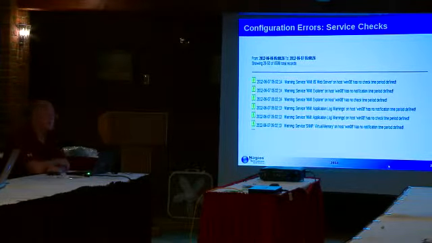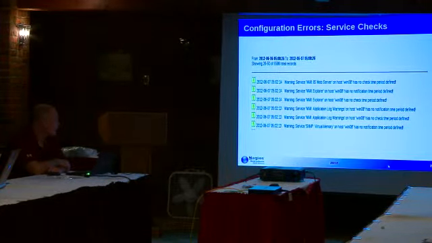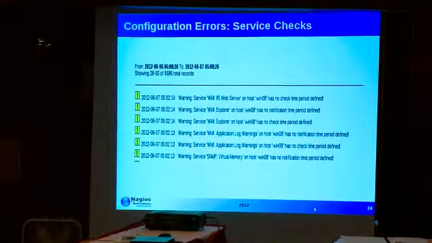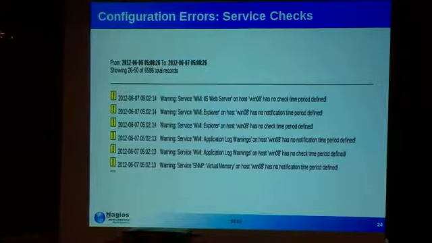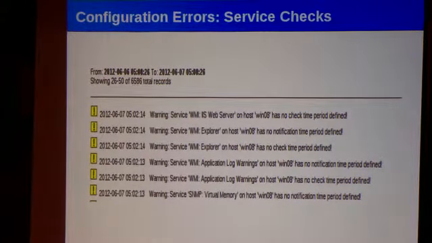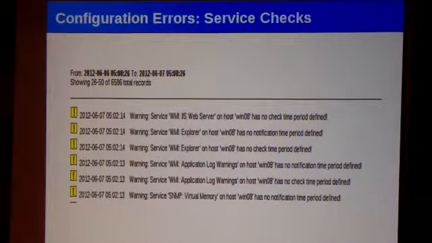Here's an example from the event log. No check time period defined. Oops, I just installed 50 servers and I forgot to define the check time period. So I'm going to see bazillions of these. These don't stop Nagios. You guys all know that if you run the pre-flight check, Nagios checks to see if you have errors and if you have warnings.